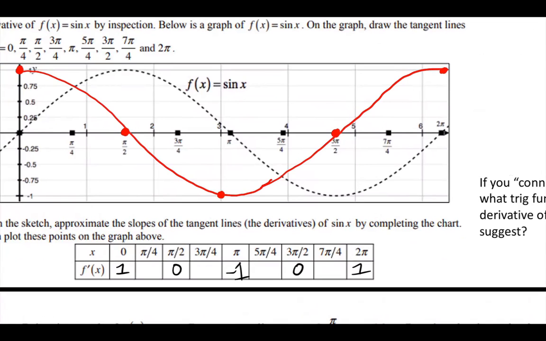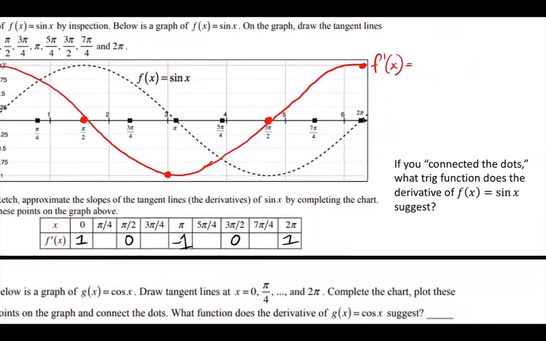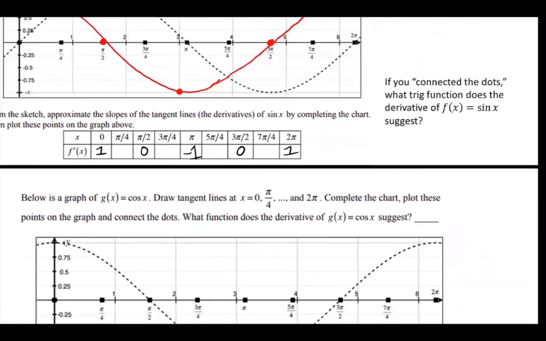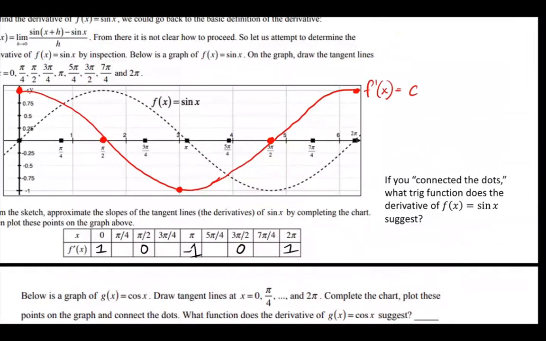So the dotted line is the original f of x. So what is the derivative then? What's the derivative going to be? Cosine of x. So the derivative of sine is cosine. Okay, so anytime you see a derivative of sine, that is cosine.